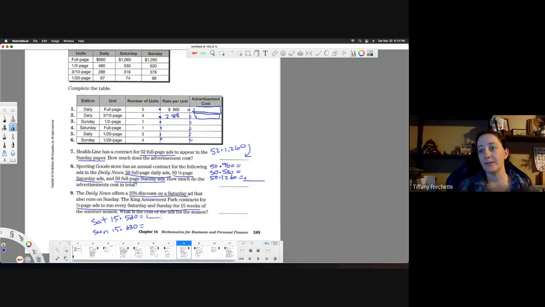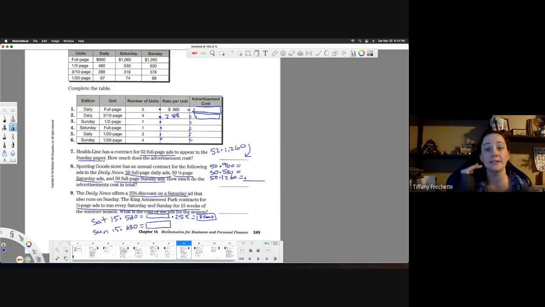Once we have this total, though, we need to multiply by 25% so that we know what we can take off. Remember, that's just our discount. So that'll give us our discount, and we need to subtract that from the total. We're not going to do that same thing for Sunday. We don't get a discount for Sunday. Okay, we only get a discount for Saturday.